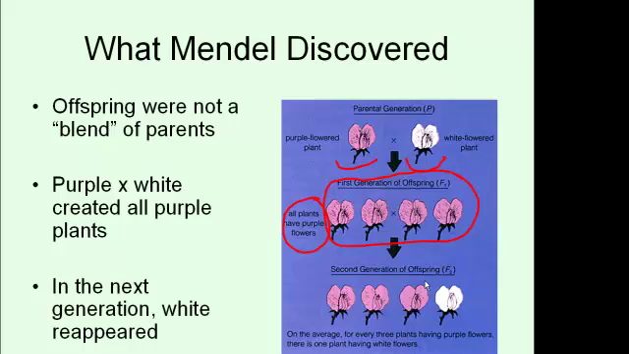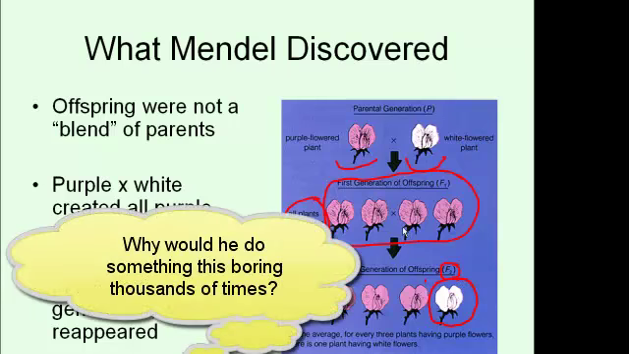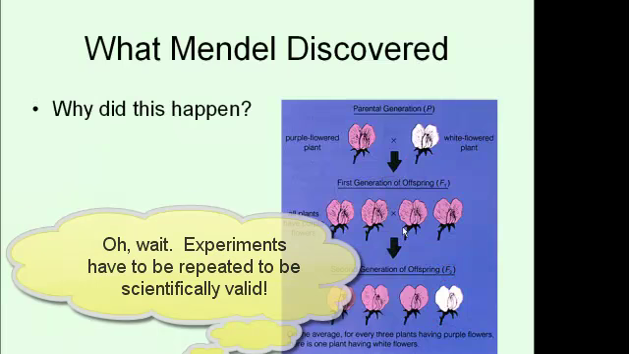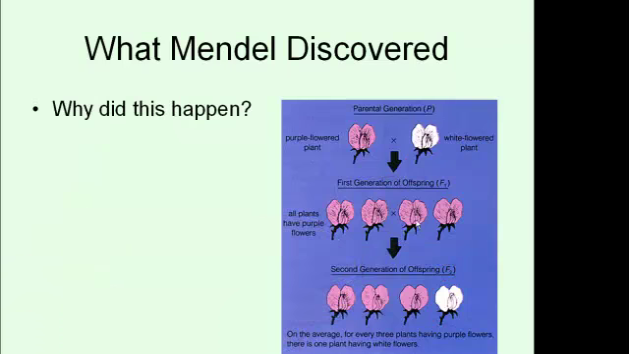And he noticed that 1 out of every 4 pea plants came out white. He did this with thousands of plants. And after he'd done it thousands of times, he came up with some general rules that no one had discovered before. So the rules that Mendel came up with explained why this happened with the flowers.